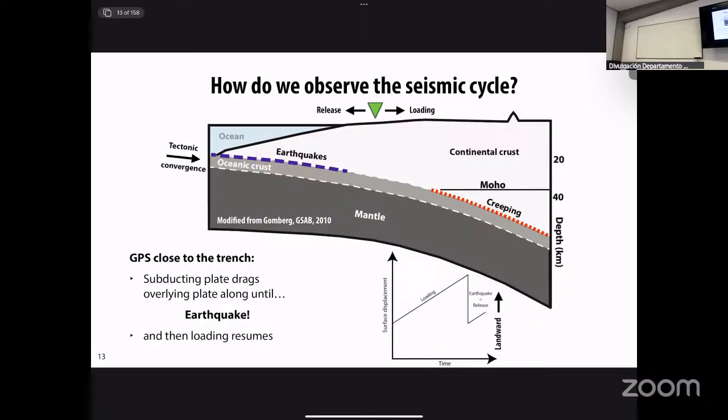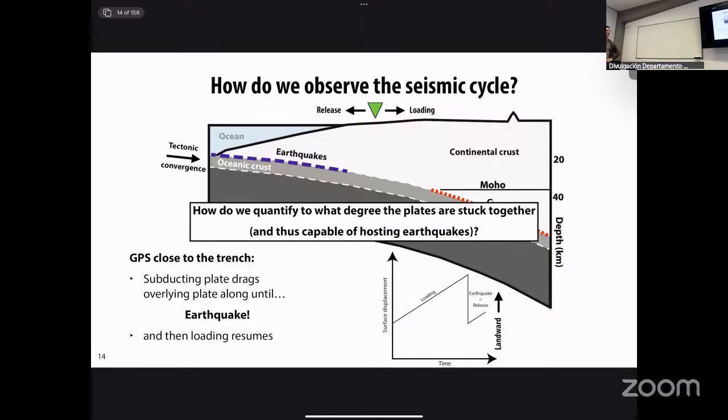So we can use geodetic observations to get some idea of how the plates behave. So how do we quantify this? Rather than just phenomenologically looking at the GPS time series, how do we actually get some sort of number about this? The idea here is that if we can quantify this, we're able to compare different places and compare their capability to host earthquakes.